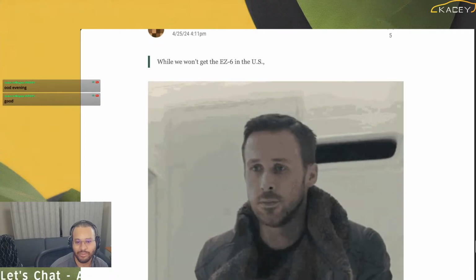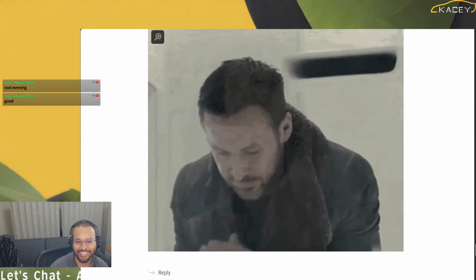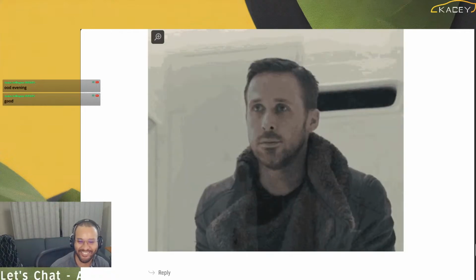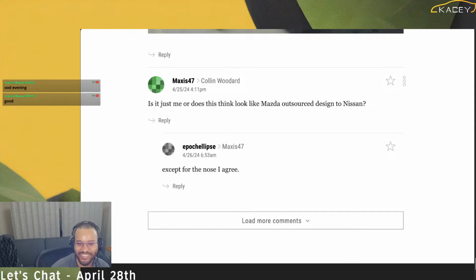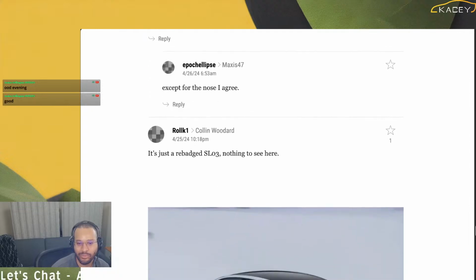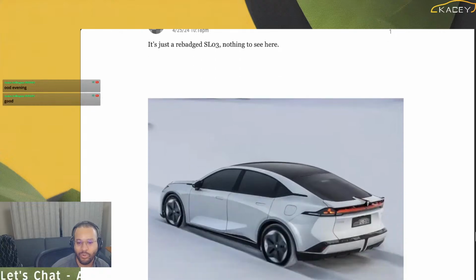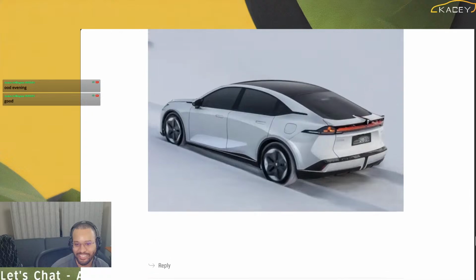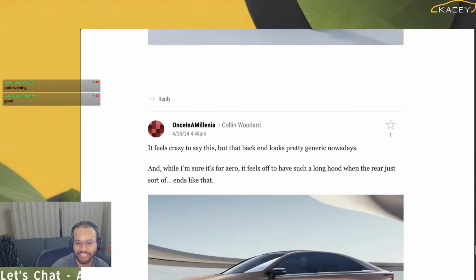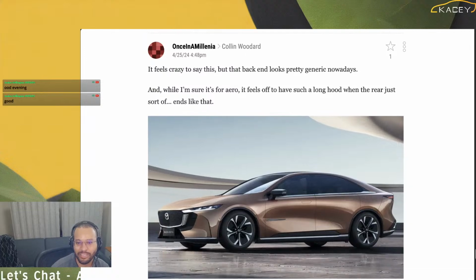Well, we won't get to see the EZ6 in the US. Yes, exactly. That's the right reaction. Is it just me, or does this look like Mazda outsourced the design to Nissan? Except for the nose, I agree. Rebadged SL03. Nothing to see here. Oh yeah, it's a lot easier when you borrow somebody else's homework, isn't it? I mean, that looks right, and that would explain why it's China only if it's based on a China car. It's crazy to say this, but the back end looks pretty generic nowadays.